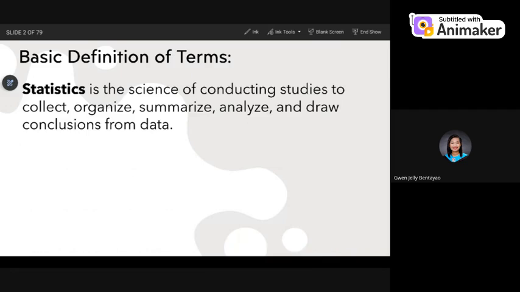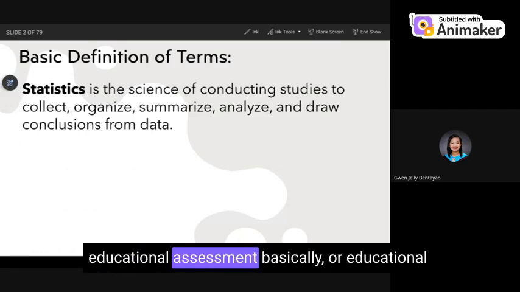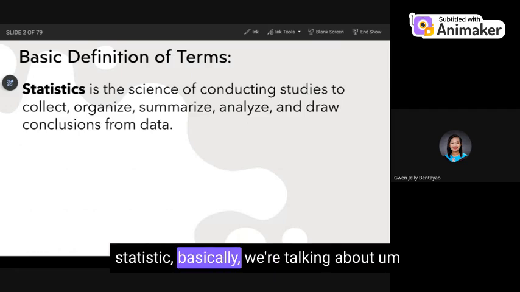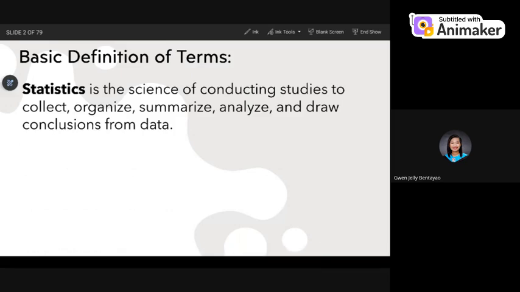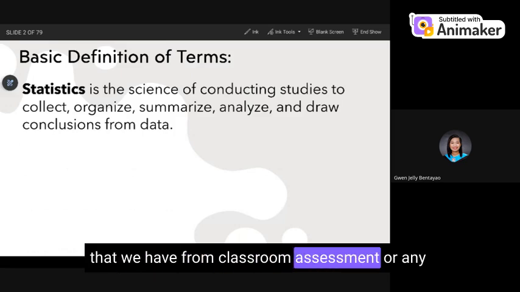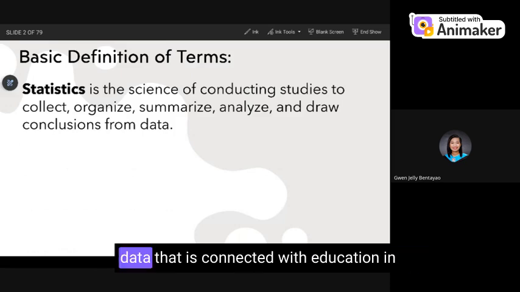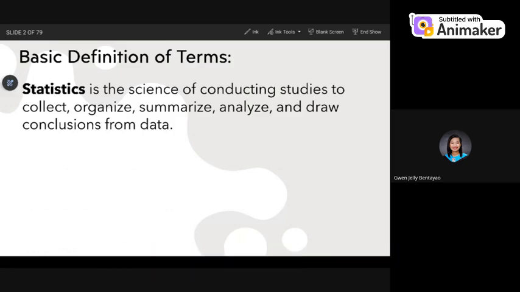And when we coin it with educational assessment, or educational statistics, basically, we're talking about analyzing data that we have from classroom assessment or any data that is connected with education in general.